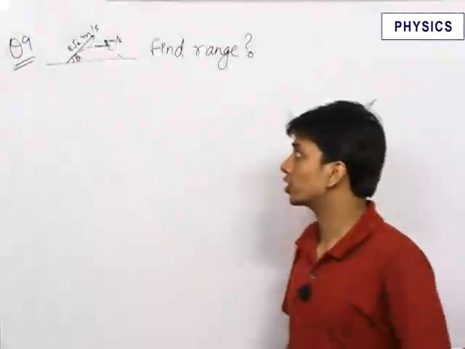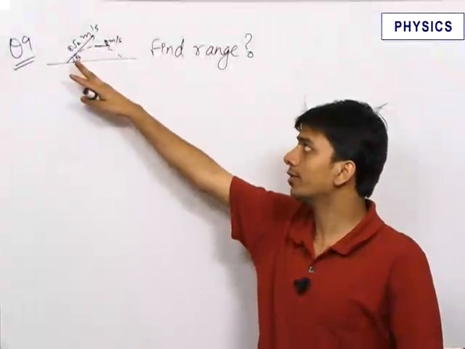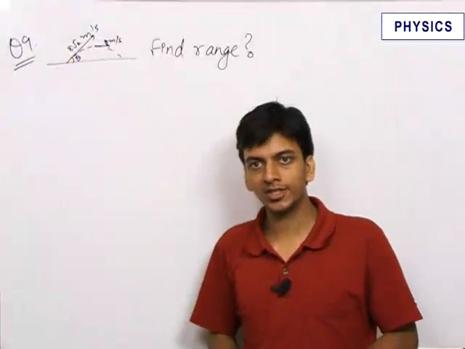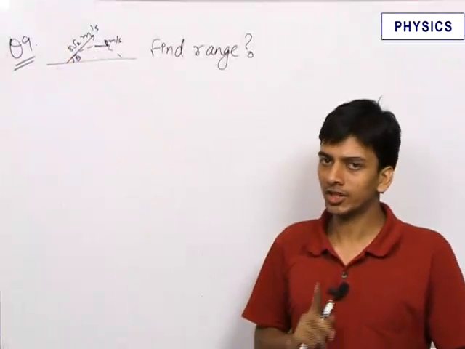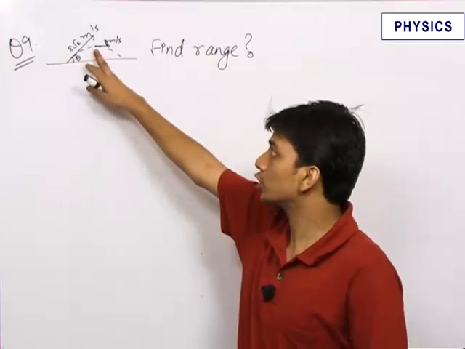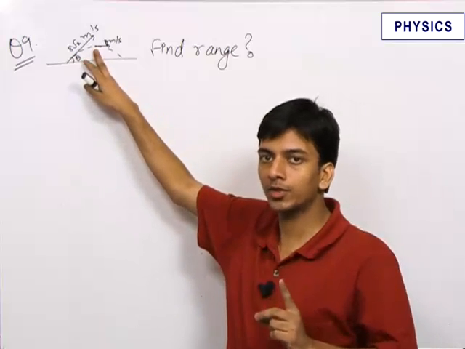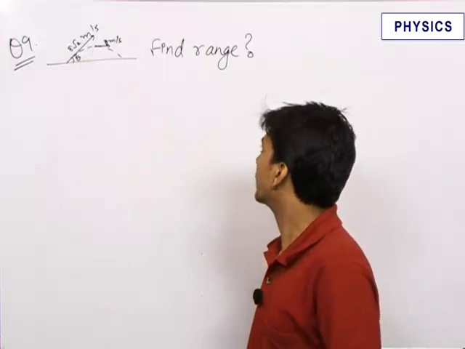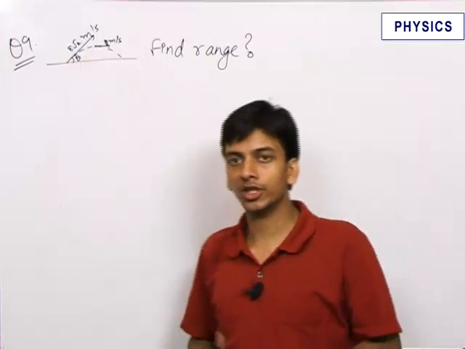In this projectile motion, the initial velocity of the particle is given to be 8√2 meters per second, whereas the initial angle of projection is not given. There is additional information, which is that the velocity of the object at the topmost point of its projectile is 8 meters per second. We need to find out the range of the projectile.